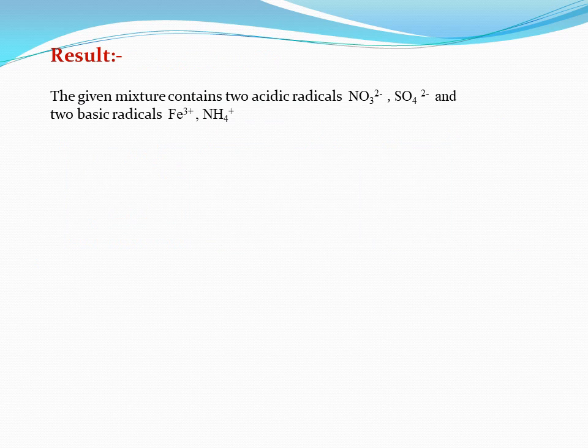So finally, the radicals that we have detected are mentioned in the result. The given mixture contained 2 acidic radicals, nitrate ion and sulfate ion, and 2 basic radicals, ammonium ion and ferric ion.